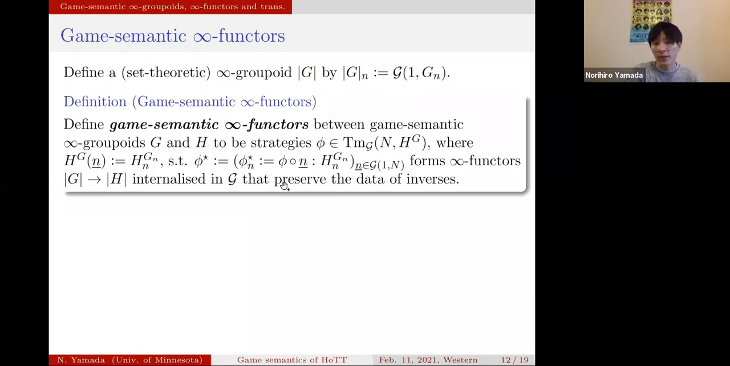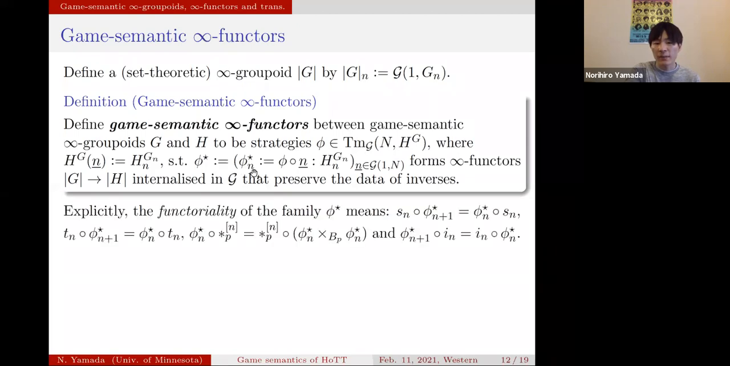And finally, this should preserve the data of inverses. In other words, phi is a strategy such that this family should satisfy the following functoriality. Namely, this preserves sources, targets, composition, and identities. And the preservation of the data of inverses can be formulated in an analogous way. So the idea is that a family of components of infinity functors is unified into a single strategy of this form. That's the basic idea.